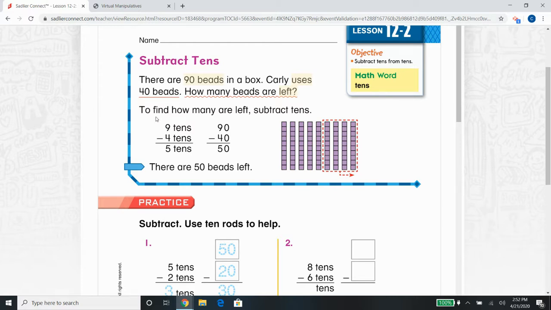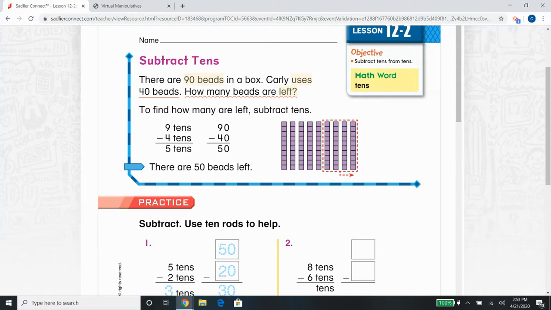So to find how many are left, you're subtracting 10s. They know this. 9 10s is equal to 90. 4 10s is equal to 40. 5 10s is equal to 50. They're just breaking it down into 2 separate problems here. So they're saying, well, 9 10s, and you're taking away 4 of them, you're going to get 5.